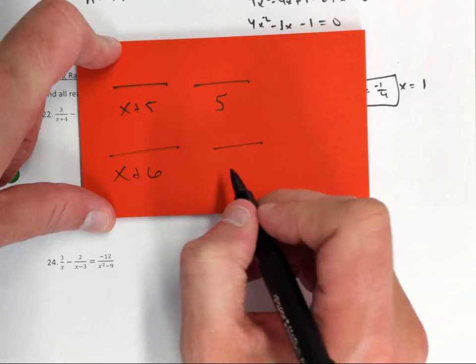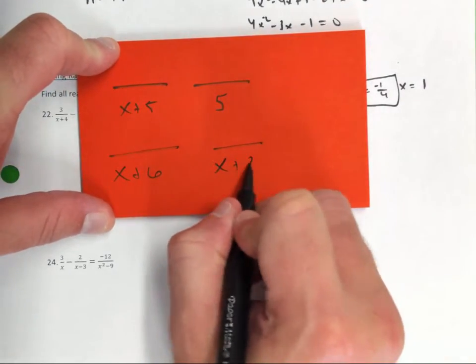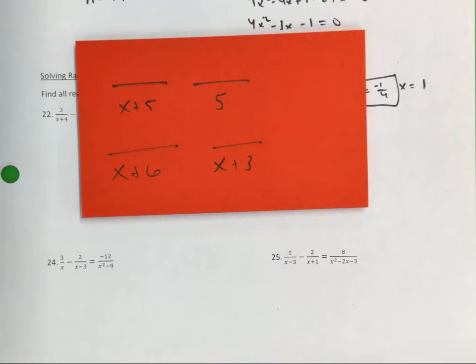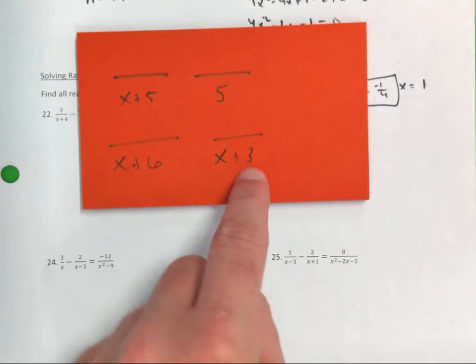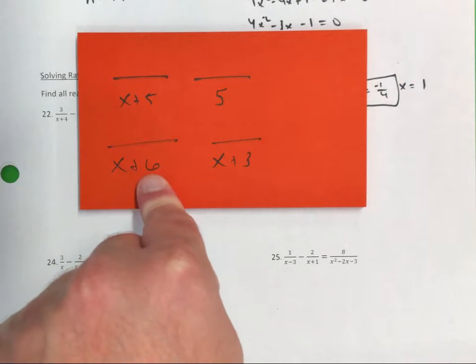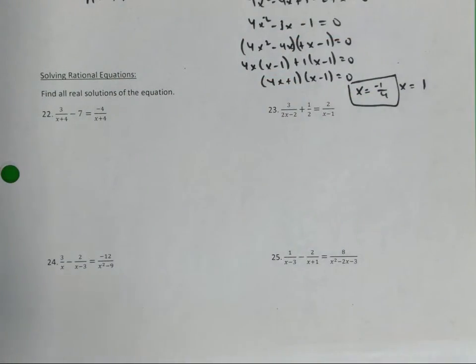No, it would be 5. Or it could be 5x plus 25 if you went ahead and done that. How about this right here? x plus 6 and x plus 3. Can I multiply anything by this to get this? Or this to get this? So your common denominator would be both of them. Does that make sense? Okay. Some of you are overthinking it.